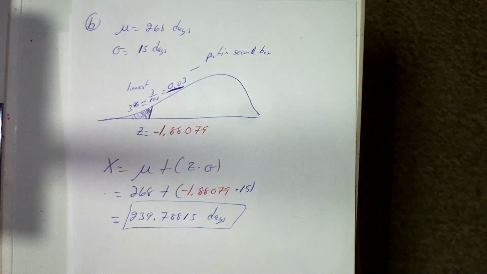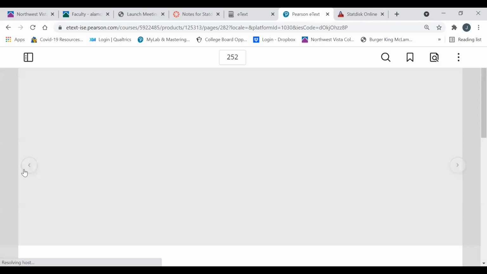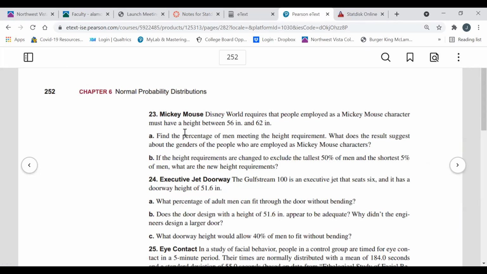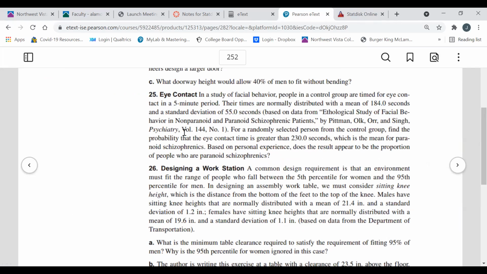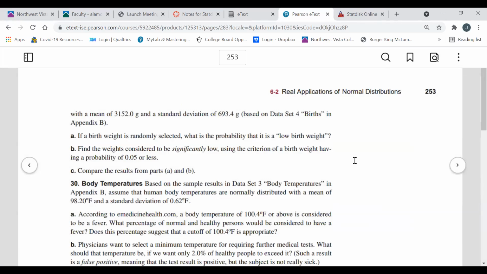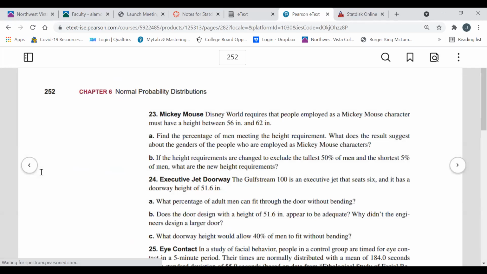All right. So let's see. Which one do you ladies want me to do? Here are your choices. Let's go back to the previous pages. Which one interests you? Do you want to do Navy pilots? Mickey Mouse, that one sounds cool. Eye contact, that's creepy. Jet ejection seats, already did that one. Those are the only choices. Which one interests you all? You want to do Mickey Mouse?